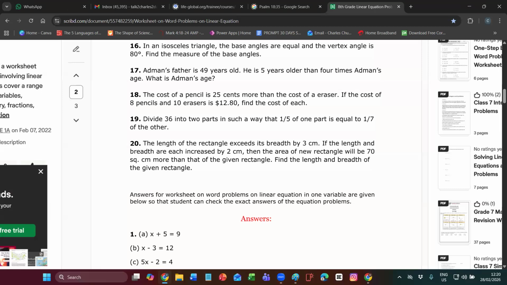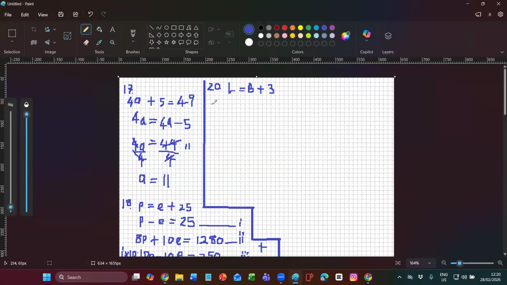You see how they start with that "if", you have to be very careful. If the length and the breadth are each increased by 2 cm, so now imagine me increasing the length by 2 cm. That's going to be L plus 2, isn't it? I'll just leave that first equation, we'll come back to it. L plus 2, and I'm putting it in a bracket because they told me something about area, and then B plus 2, because area is length times breadth.